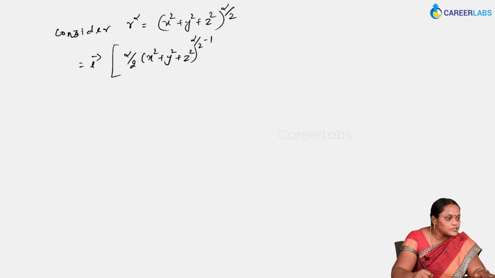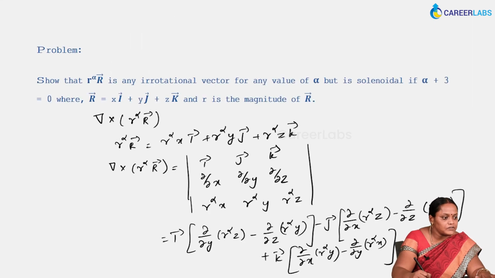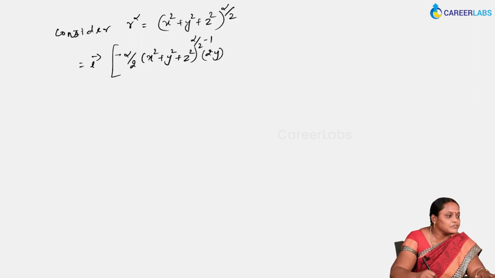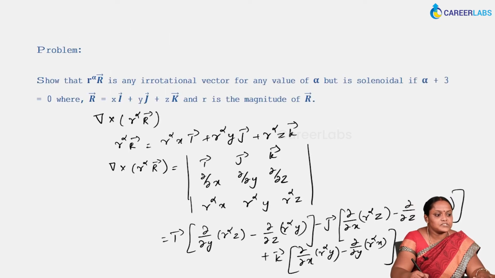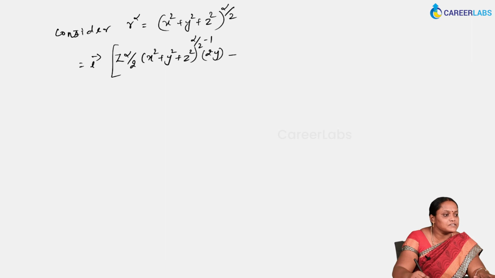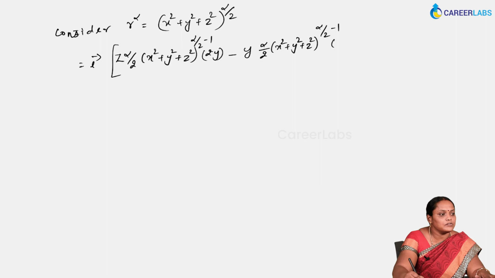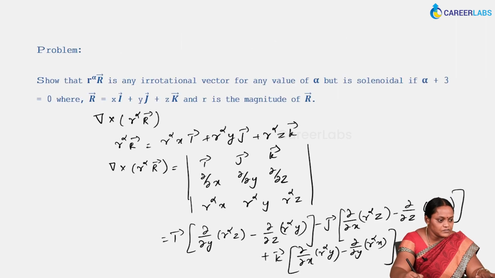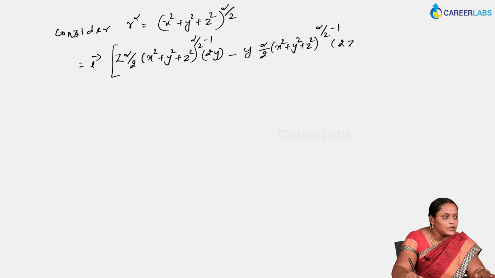Our differentiation is with respect to y. So when you differentiate the term inside the bracket, that will give you 2y, and already we have a z term over here. Let me bring it to the front. Then minus, for the second term, y will remain as it is, and the differentiation of r power alpha will be alpha by 2 (x square plus y square plus z square) to the power alpha by 2 minus 1, into the differentiation of the term inside the bracket, which with respect to z will be 2z.